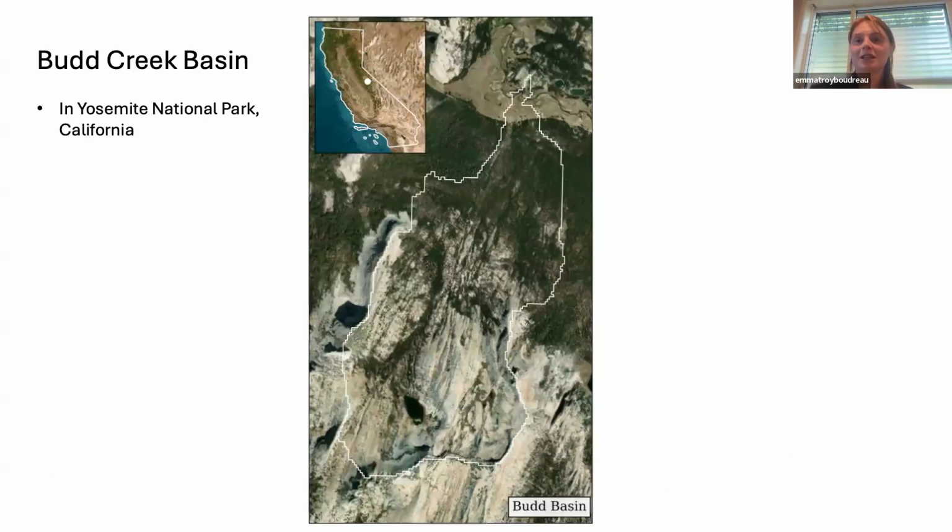And to start, I'm just going to get right into it. The study location for this work is actually a big motivation behind what we did. So I'm just going to talk about why Bud Creek Basin is relevant for this work and go from there. So we have Bud Creek Basin. It's located in Yosemite National Park in California.